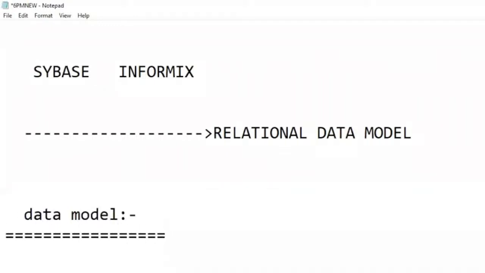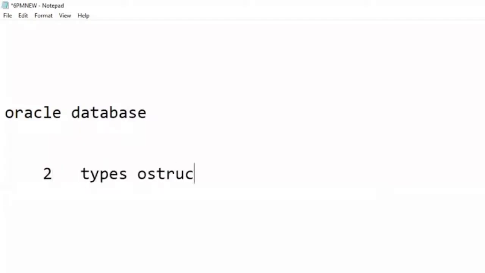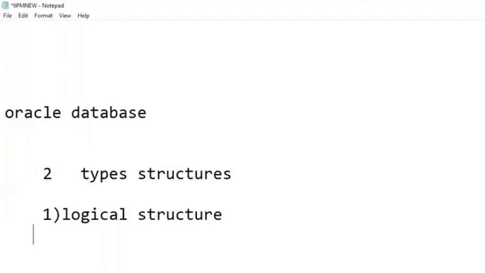I am telling one thing. Suppose Oracle is a product here. This Oracle database, or any relational database, has two types of structures, as I told you in the previous classes. One is the logical structure, and another one is the physical structure. Slowly observe here. Logical structure, I'm telling, and another one is the physical structure. What is a logical structure?